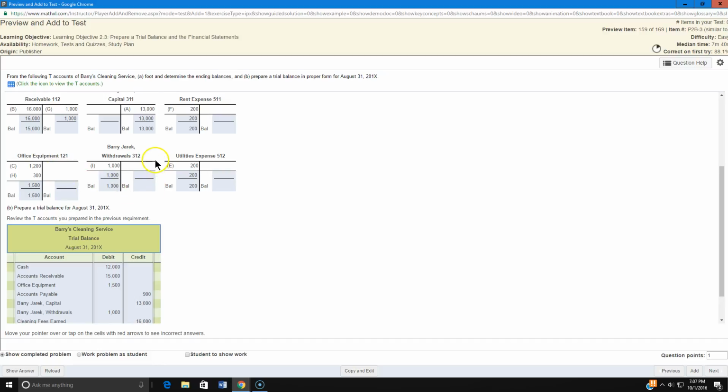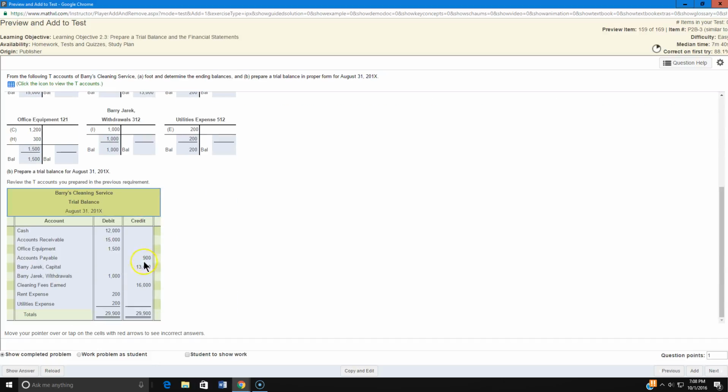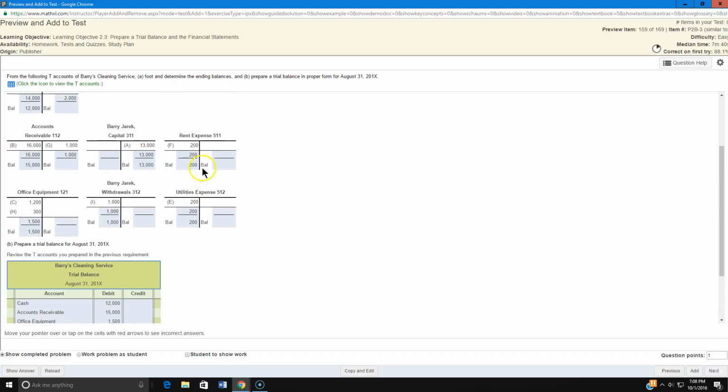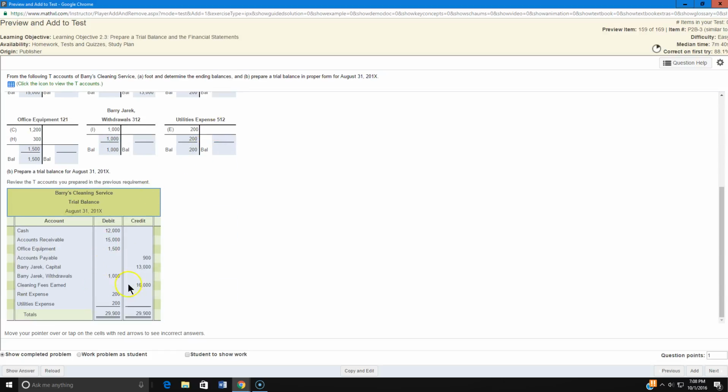Accounts payable, credit. Capital, 900, credit 13. There they are, 913. The $1,000 balance in the withdrawals account. Copy and paste the fees account, credit balance. Copy credit, paste credit. Copy the debit, paste the debit. So again, we prove equality of debits and credits.